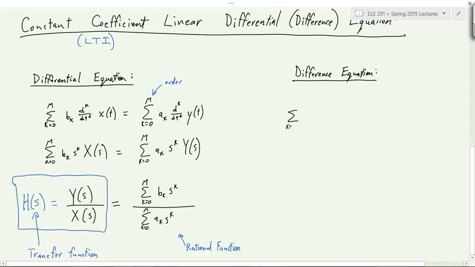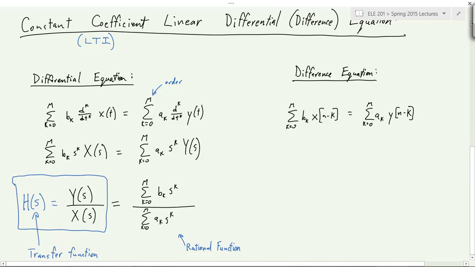Sum of bk times x with delays, so x of n minus k. And that's going to equal some sum of the y's with delays. Again, if it's not clear why you would ever end up with this kind of equation, we'll have an example soon.